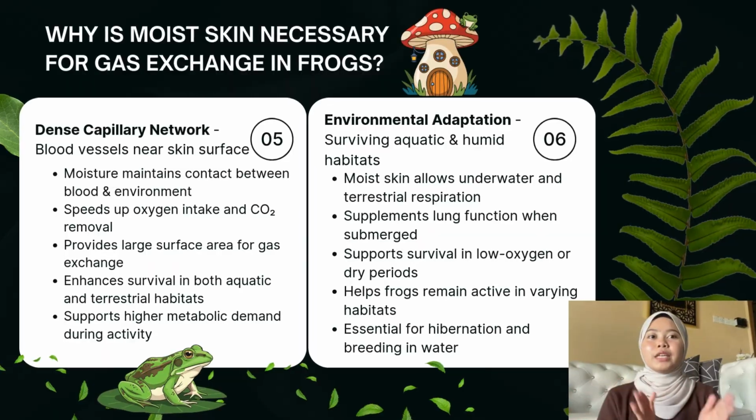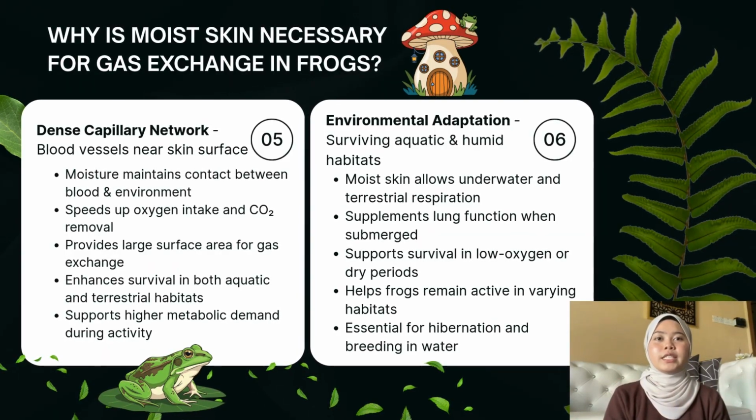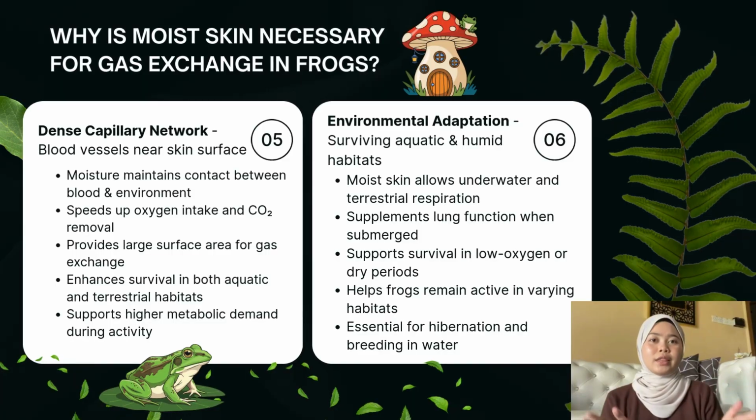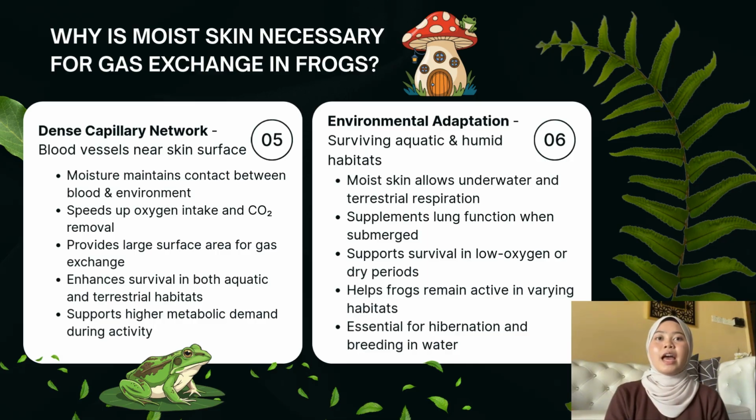Frogs have many blood vessels close to the skin surface. Moisture maintains contact between blood and the environment, speeding up oxygen intake and carbon dioxide removal. The large surface area enhances survival in both aquatic and terrestrial habitats and supports higher metabolic demands during activity.